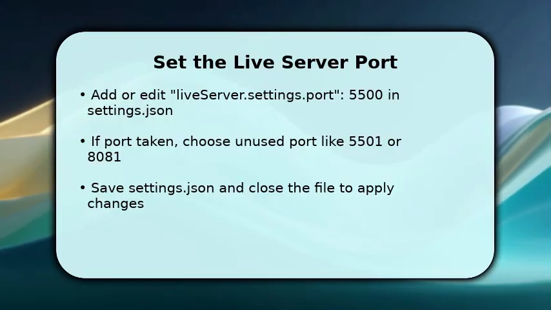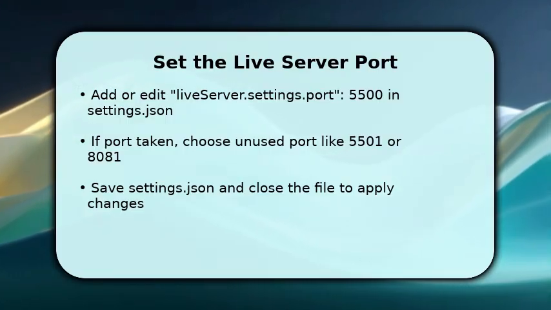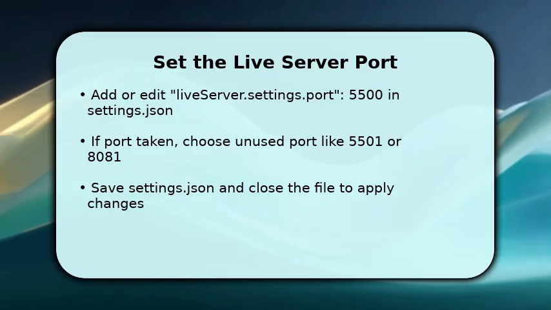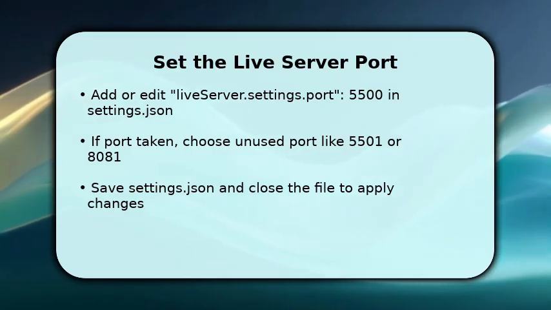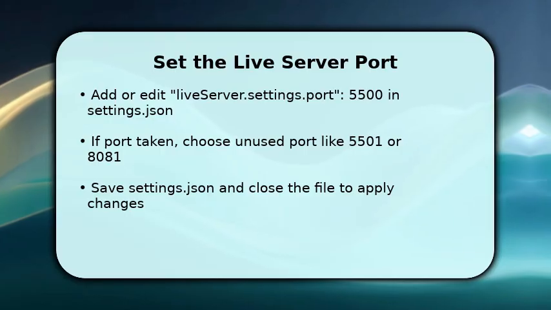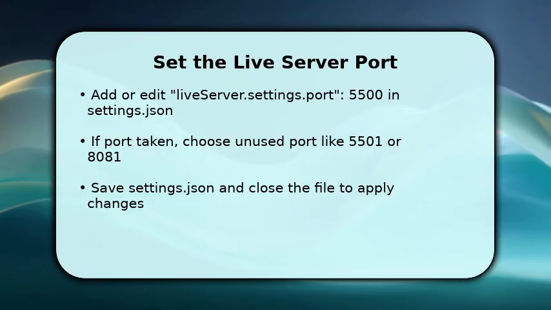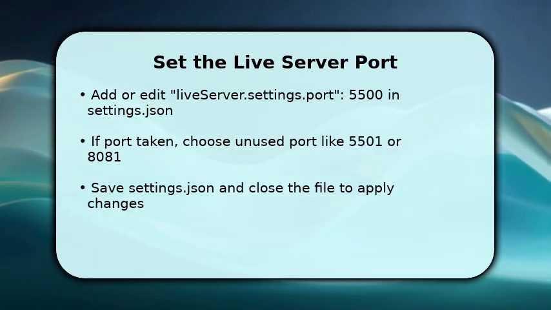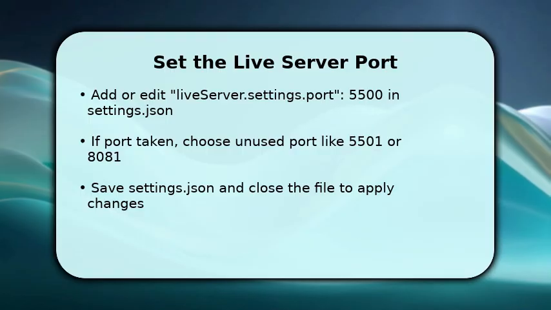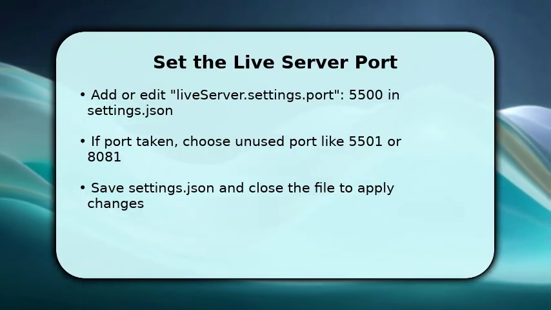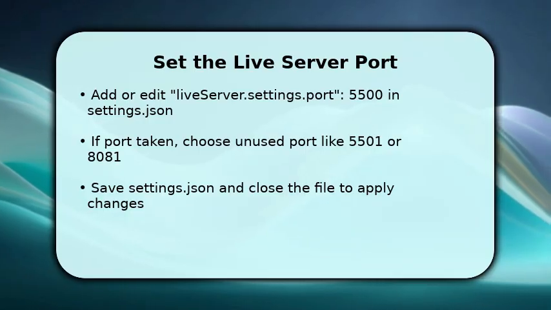Now you modify settings.json to set the port, insert or update liveServer.settings.port: 5500. You choose a port that is free on your machine. If 5500 is in use, pick 5501 or 8081. After editing, save settings.json so VS Code persists the change.